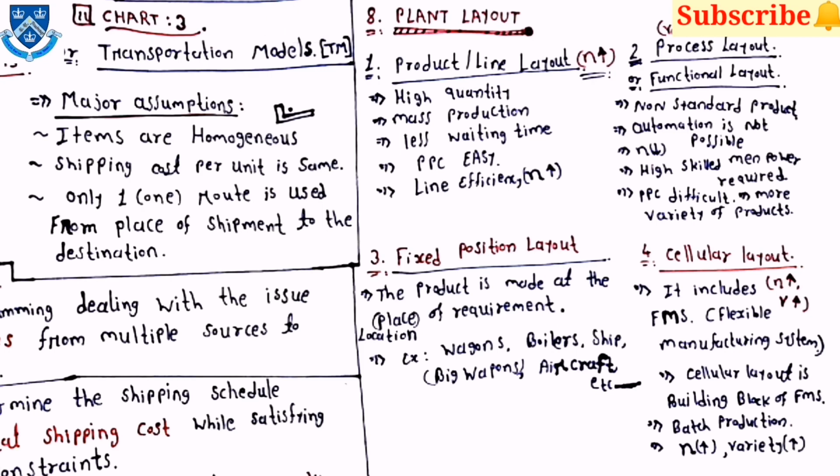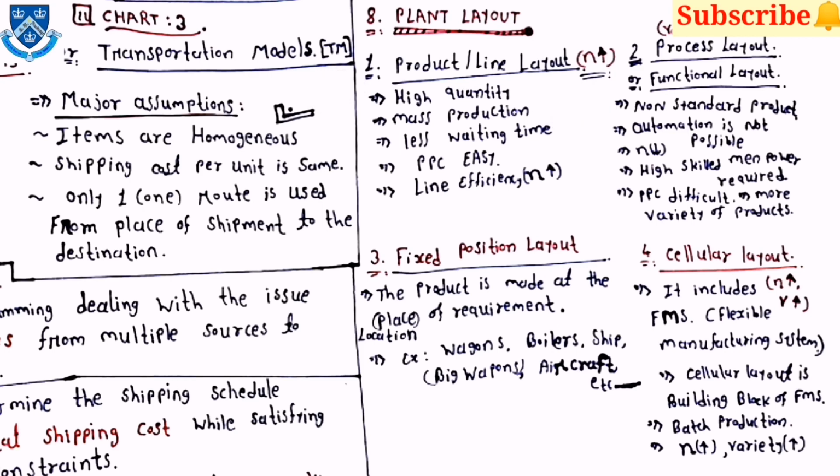Then coming towards the next chapter, which is plant layout. Basically there are 4 types of plant layout. First is product or line layout, then the process layout, then the fixed position layout, and the last one is cellular layout. Now for the first layout, which is product or line layout, the efficiency will be more, then high quantity, mass production, less waiting time, and PPC will be easy for this layout. Also, the line efficiency is there.